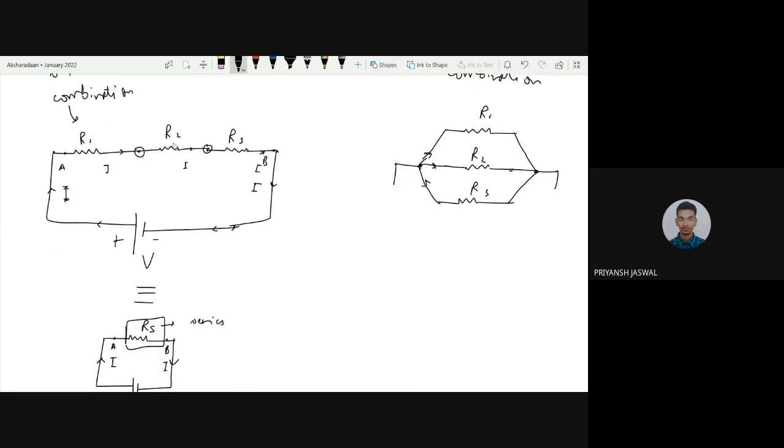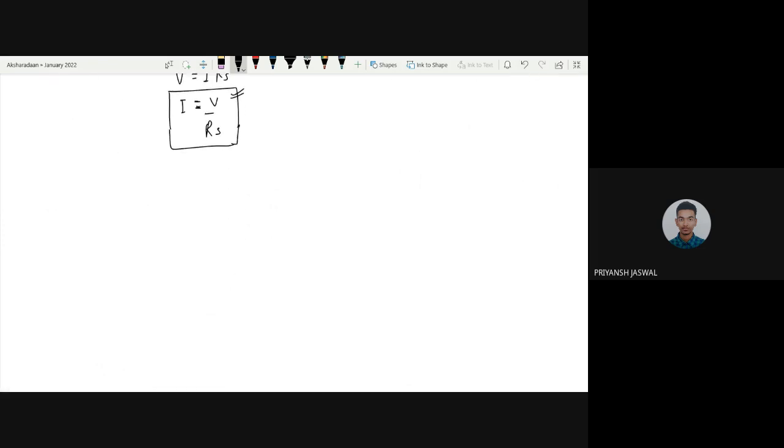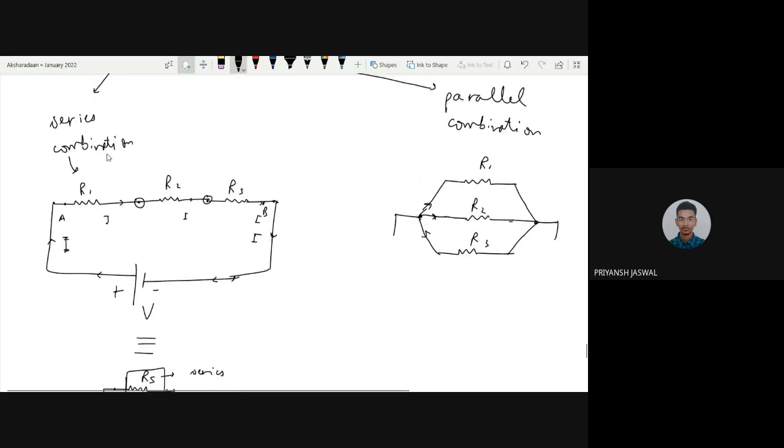Now in this circuit, this one, let me quickly grab it also.